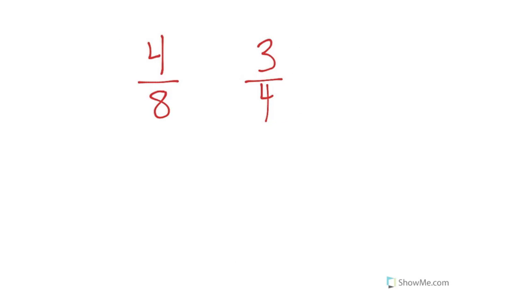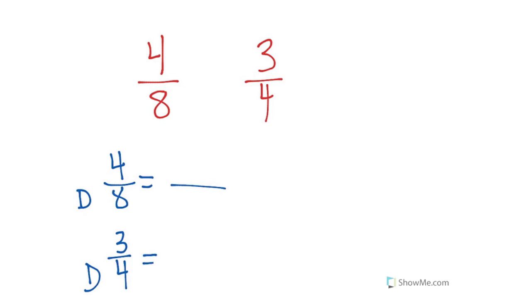All right, let's try 4/8 and 3/4. First thing we need to look at is our denominators. Are the denominators the same? No, they're different. So we've got to turn them into like fractions, into common denominators. Okay, so I'm going to write my fractions over here, 4/8 and 3/4. All right, focus on the denominator first. I have a denominator of 8 and a denominator of 4. Well, I can find the least common multiple.